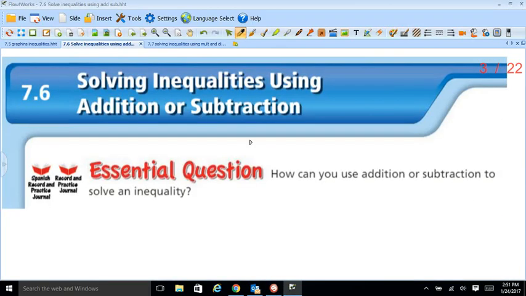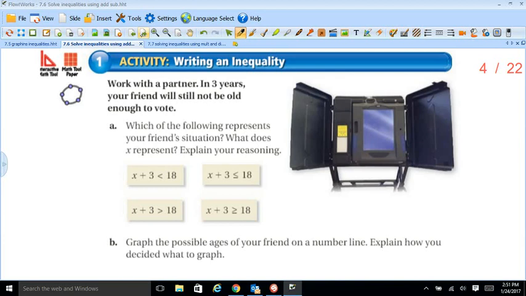We are going to look at solving inequalities using addition or subtraction. This is really simple. It's just like what we did for solving equations. Nothing has changed. Look at this word problem. It says, which of the following represents your friend's situation? In 3 years, your friend will still not be old enough to vote. If you don't know, the voting age is 18.